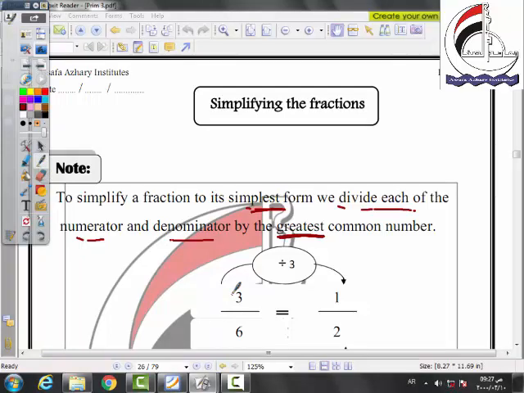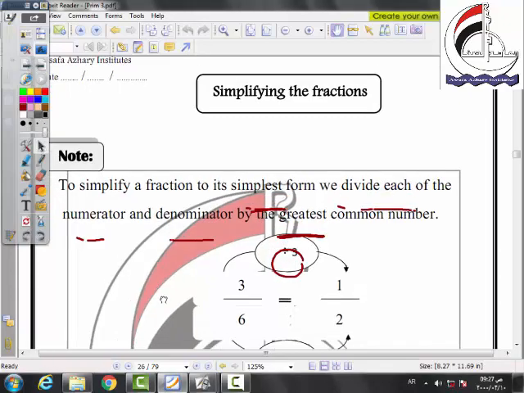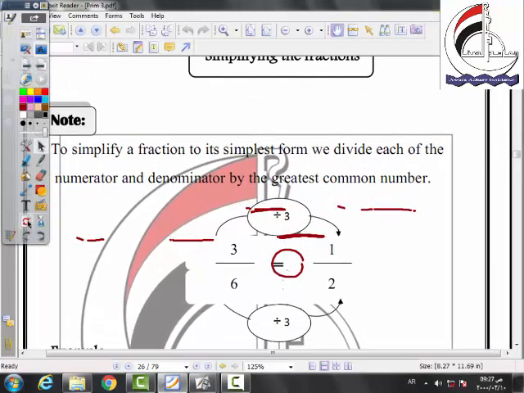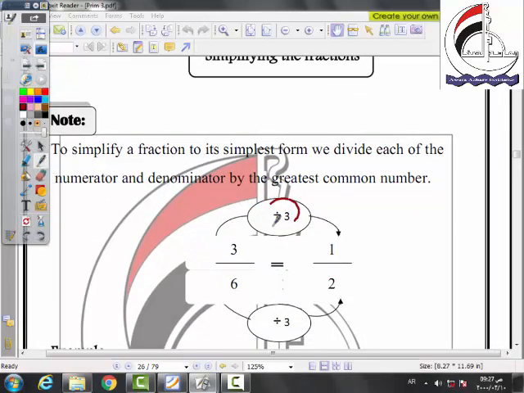Table 3. Then we divide by 3 up and 3 down to get the second fraction. 3 divided by 3 equals 1. 6 divided by 3 equals 2. Okay? Then 3 over 6 equals 1 over 2, or half.